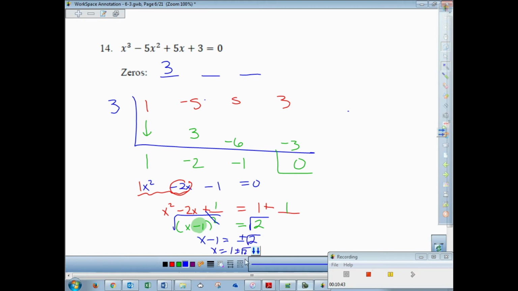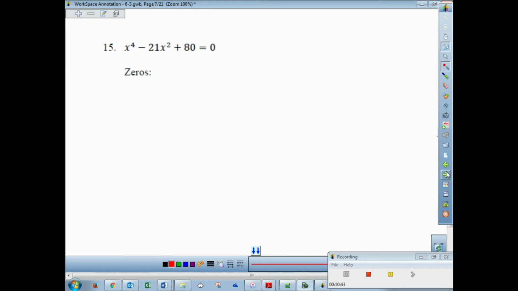Sorry, I didn't put the square root symbol around that. 1 plus or minus the square root of 2. Here are your two roots. 1 plus the square root of 2, 1 minus the square root of 2. How many possible roots are there? 4. Boom, boom, boom, boom.